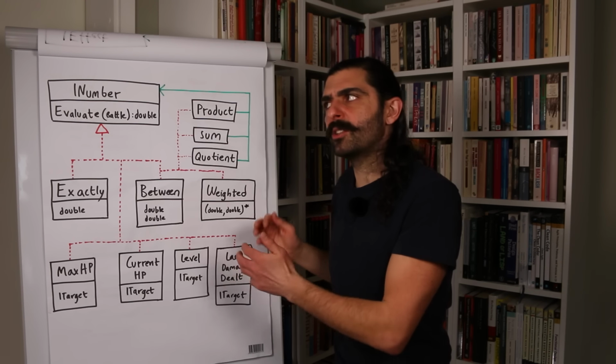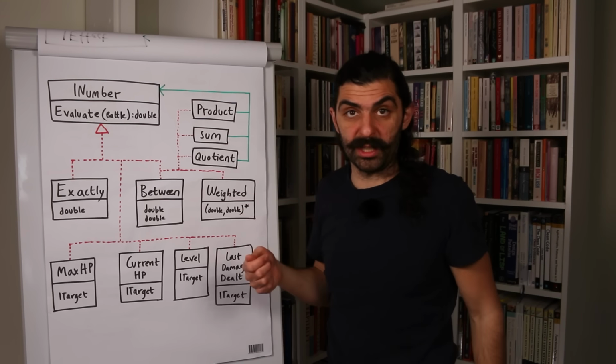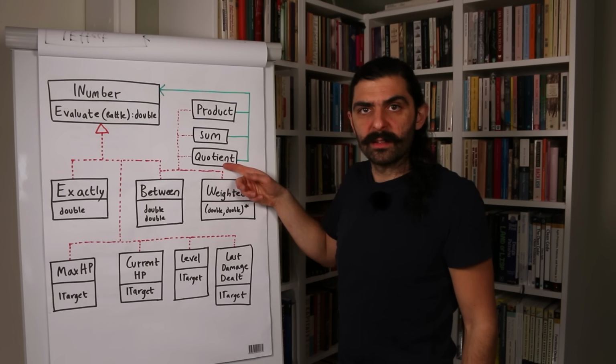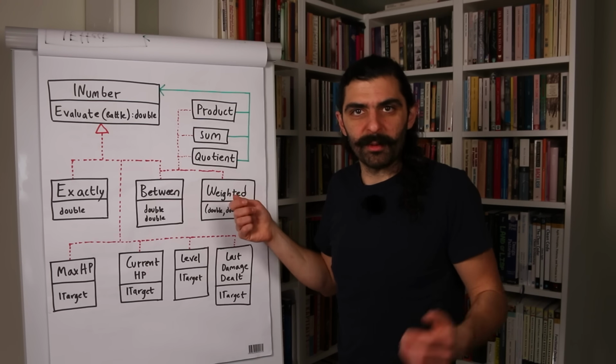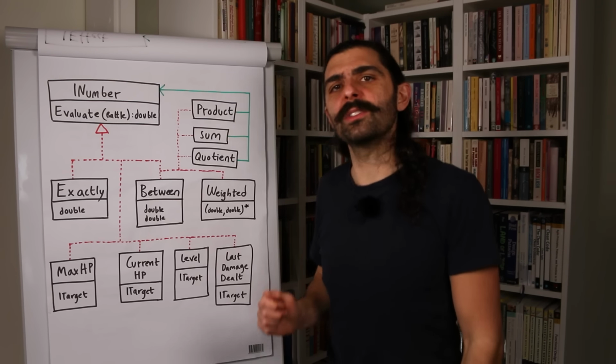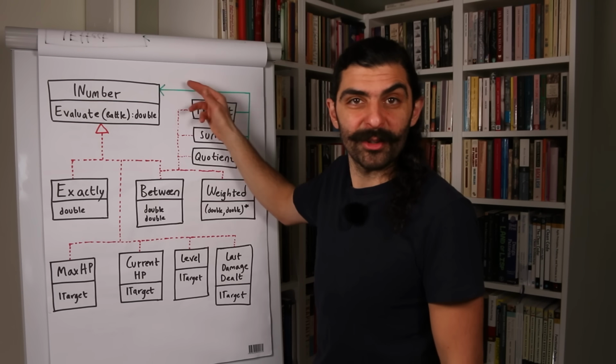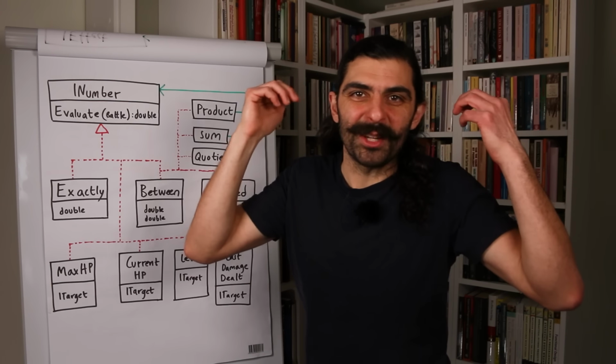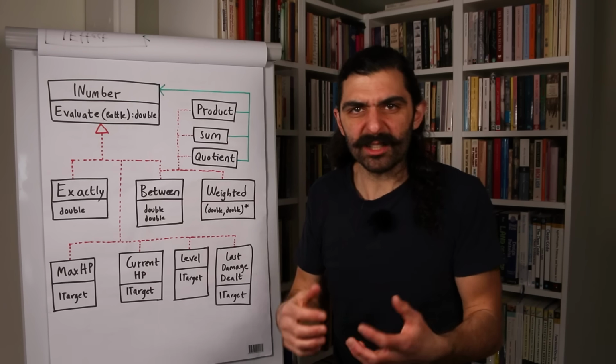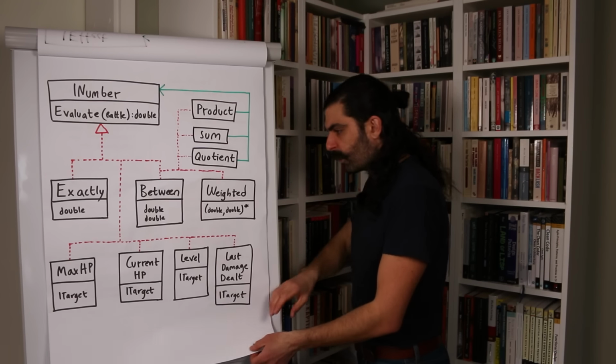Well, they are leaves because they don't contain any other number objects. Product, sum, quotient, max, and condition that we talked about before, however, are composites because they do contain other number objects. And as we saw in the last video, it's actually really easy to express quite complex numbers.